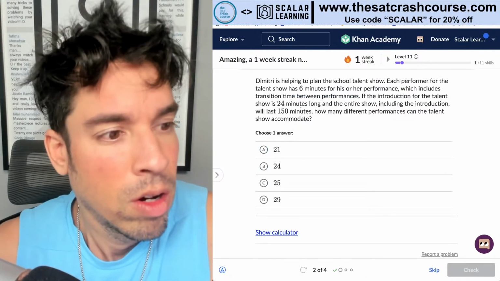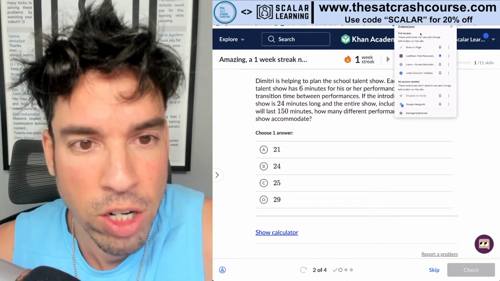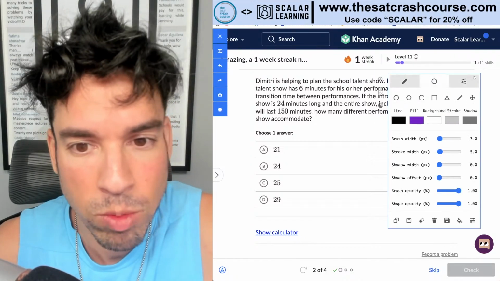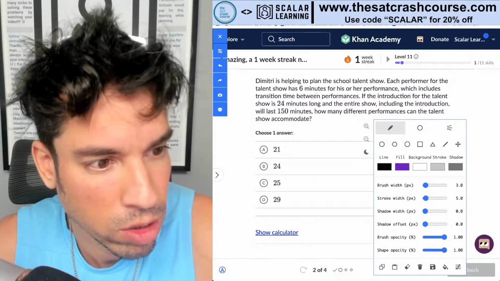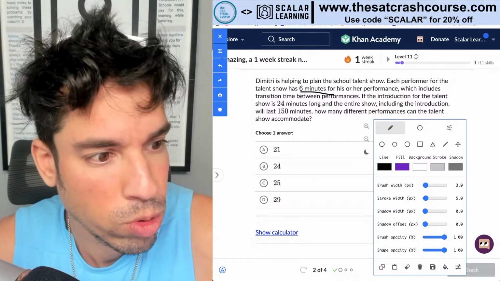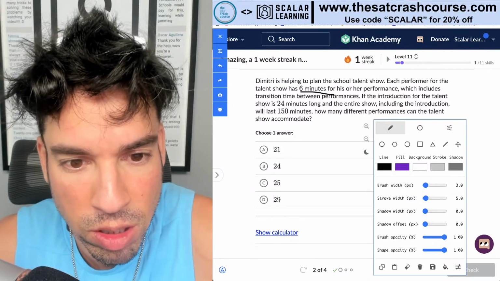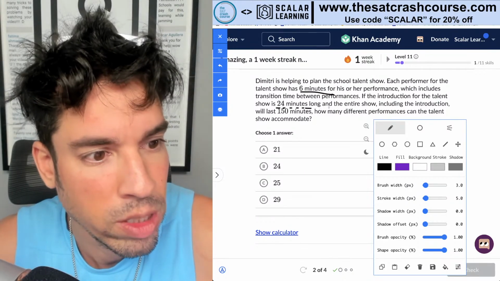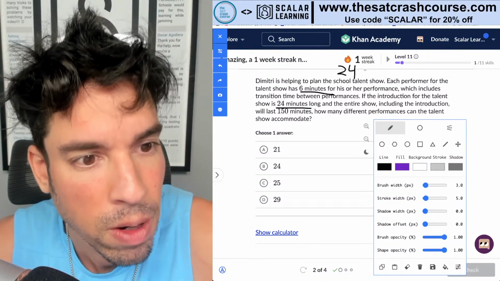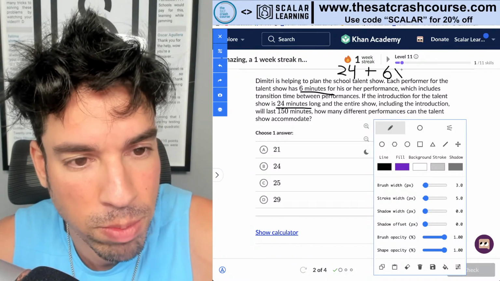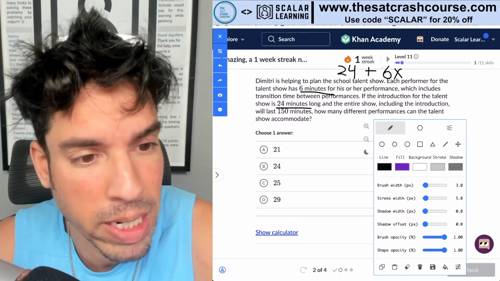So, all right, Dimitri is helping. Okay, let's do the same strategy here. Dimitri is helping to plan for the school talent show. Each performer of the talent show has 6 minutes for his or her performance, which includes transition time between performances. The introduction for the talent show is 24 minutes. Okay, so we got an introduction at 24 minutes, and then each show is 6 minutes. So this is now my expression for the total amount of time.